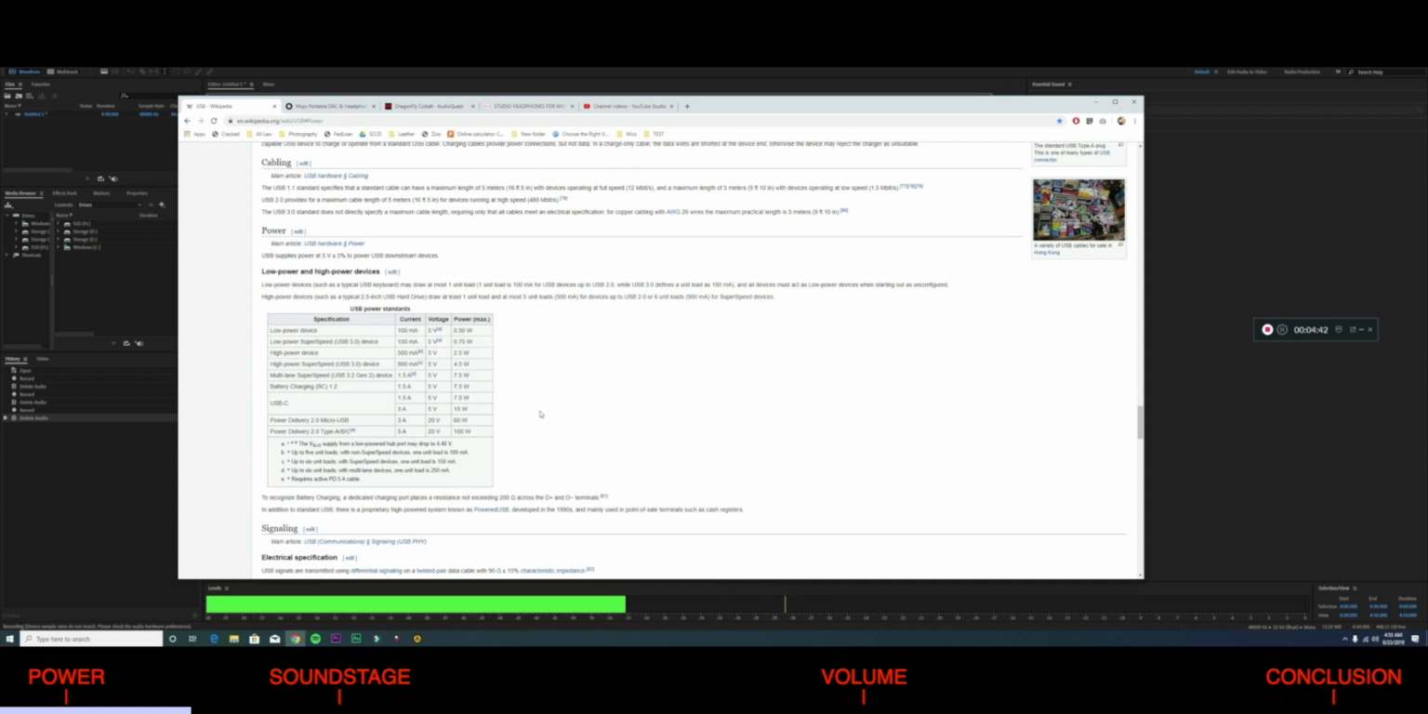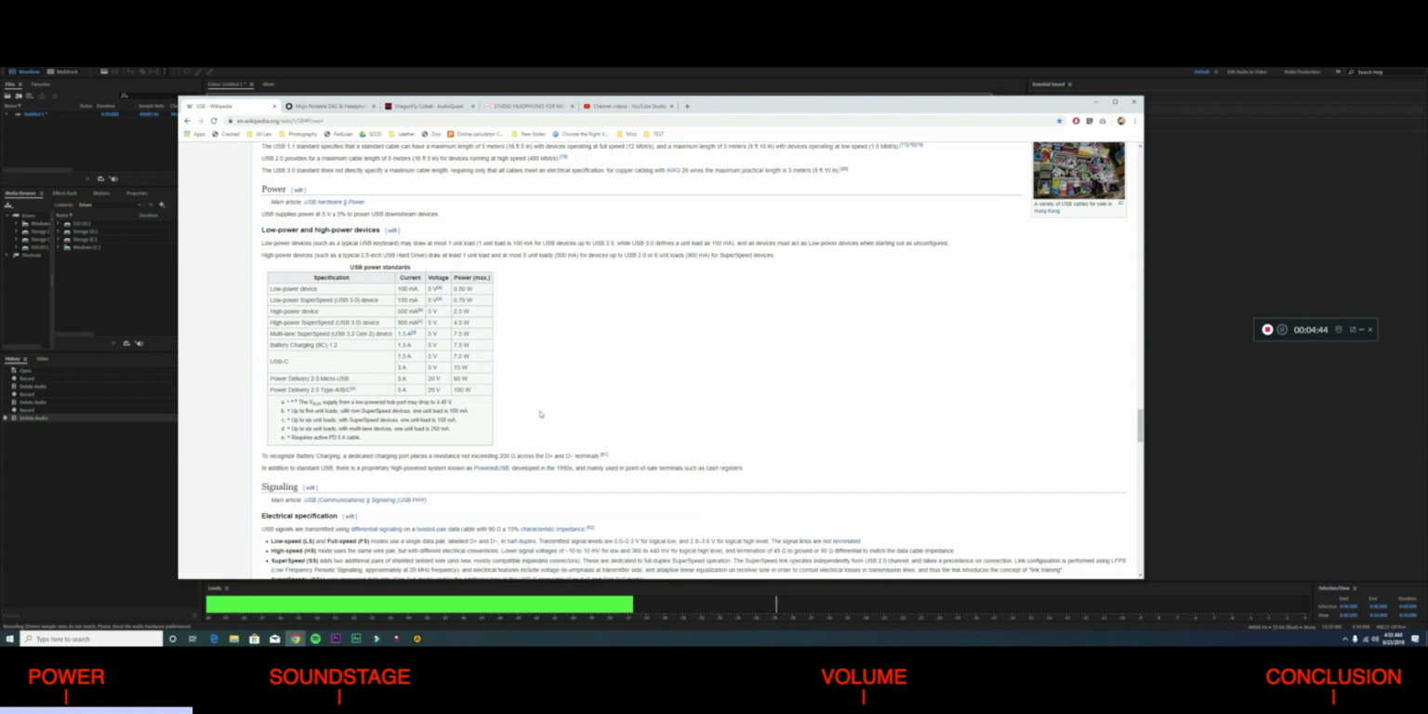I'll read to you regarding low power and high power devices. I'm quoting, low power devices such as a typical USB keyboard may draw at most 1 unit load. 1 unit load is 100 milliamps, not milliwatts, milliamps, for USB devices up to USB 2.0, while USB 3.0 defines a unit load as 150 milliamps. And all devices act as low power devices when starting out as unconfigured.